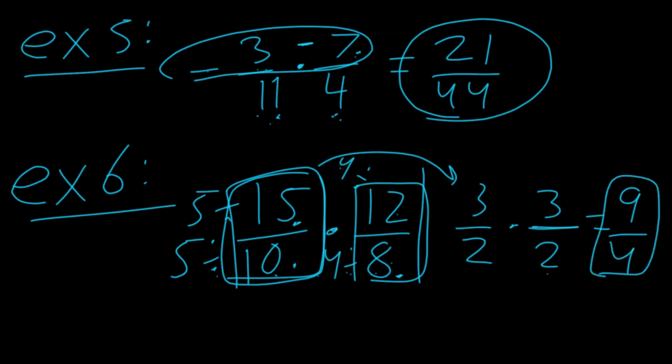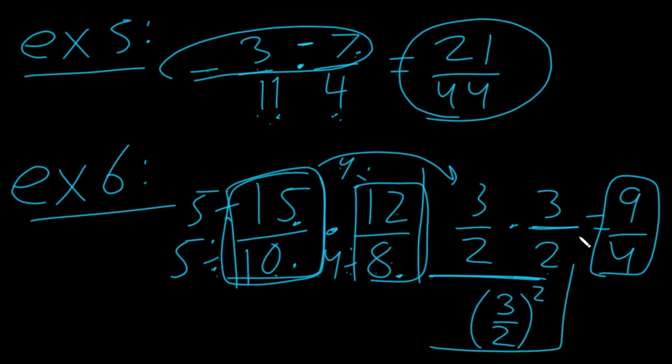And just for like a higher level extension, is there a different way that you could write 3 over 2 times 3 over 2? Well, think back to our last lesson when we talked about squares. 3 over 2 times itself is 3 over 2 squared. So this is yet another way that you could kind of write something that's the exact same.